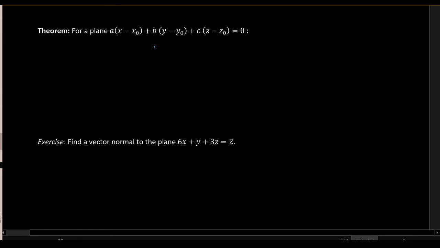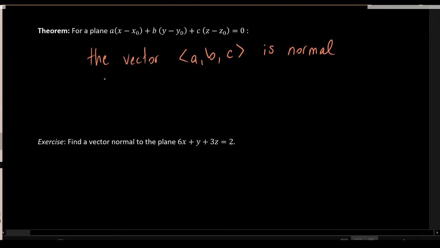Now the work that we have done up to this point, the exploration and experimentation, is evidence for the following fact, or theorem. If you have a plane where the coefficient of x is equal to a, the coefficient of y is equal to b, and the coefficient of z is equal to c, then it is always true that the vector a, b, c is normal to the plane.